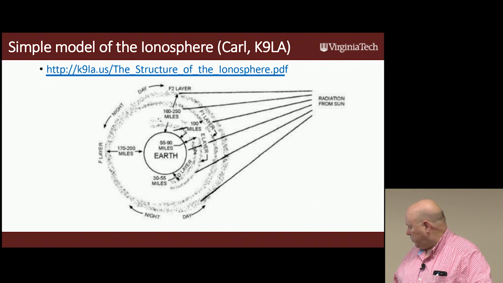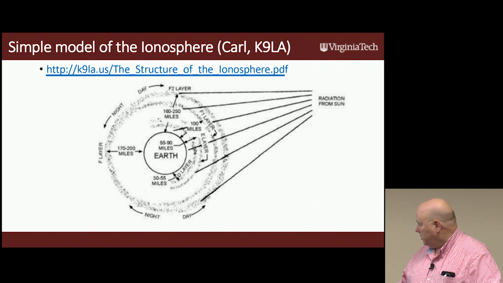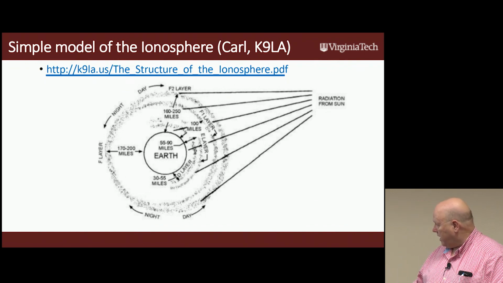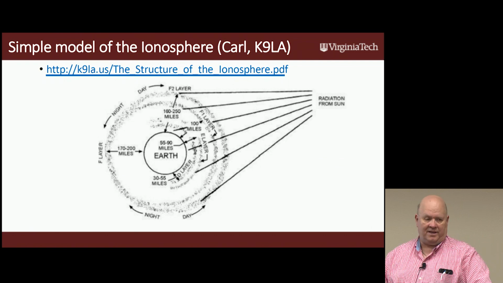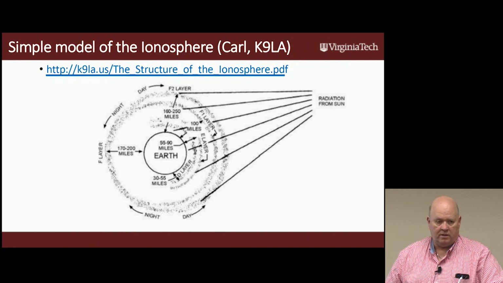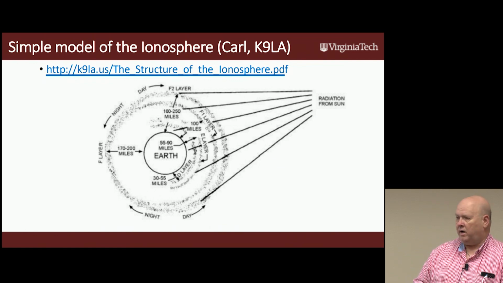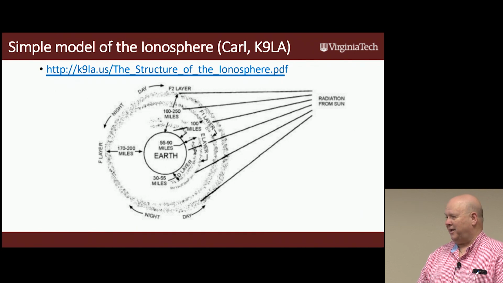Which one of these is a pointer? That one. Okay, so this is an F layer, it's the highest, and there are a couple of F layers, and the E layer and the D layer. And so the density of ionization in each of these layers is variable. And the variability happens on a daily cycle, an annual cycle, and a funky cycle.